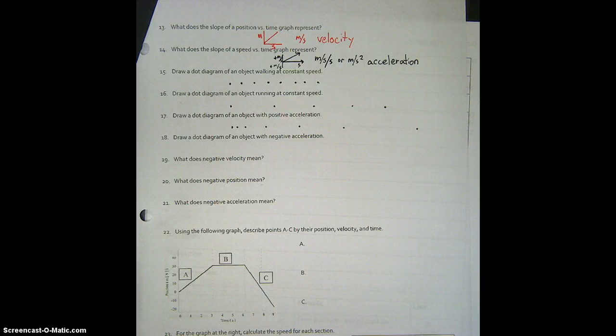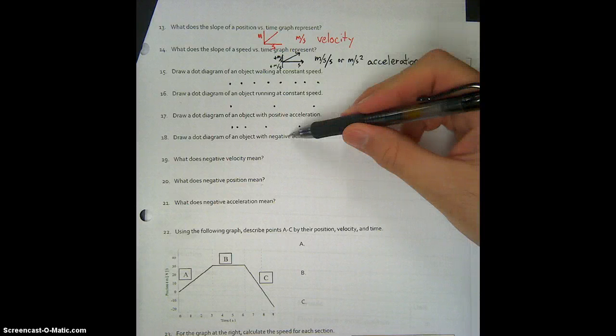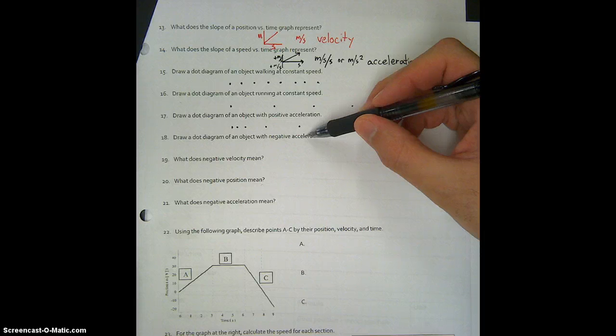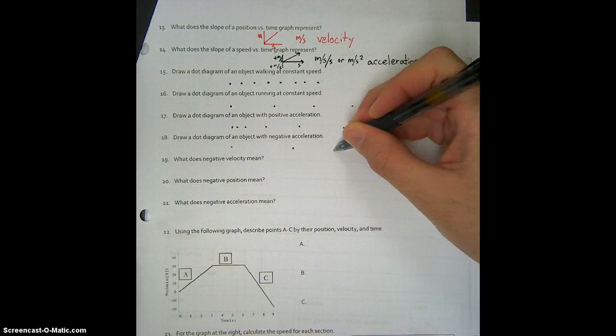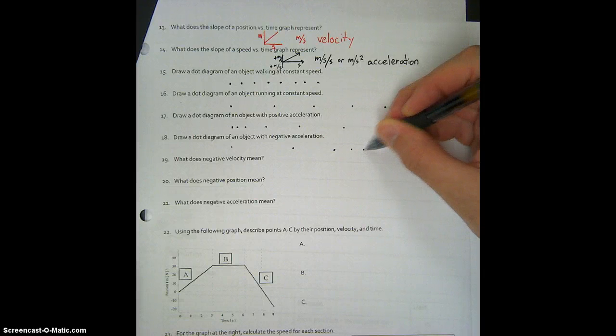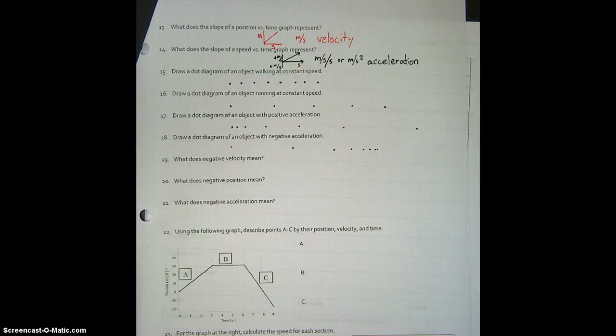And an object going with negative acceleration. Negative acceleration means we are reducing our meters per second. So I start out with a lot of meters per second, and then I get fewer meters per second. Each dot happens at a second. The space between them goes down.